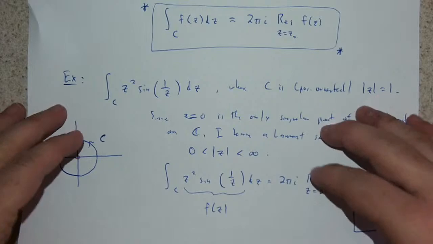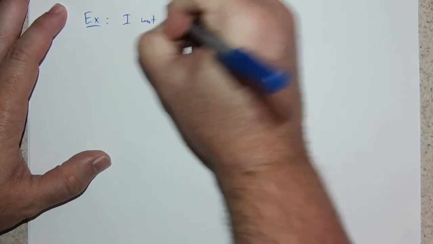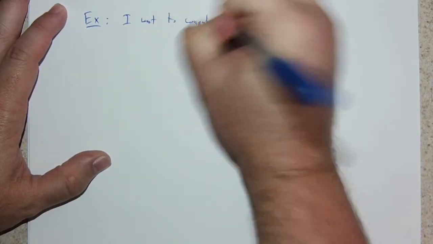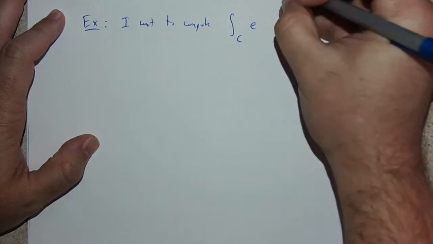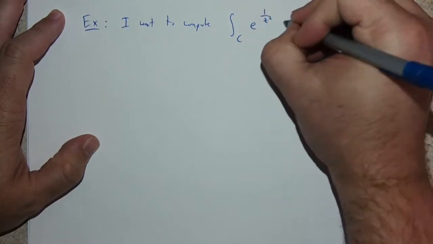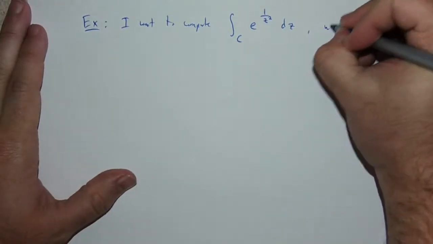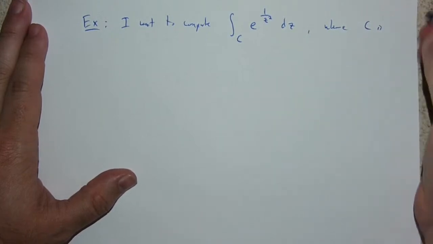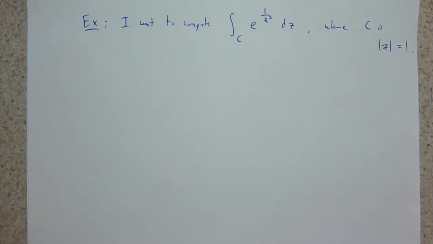All right. Let's do something similar. Okay. So next example, I want to compute the integral over simple closed contour C of e to the 1 over z squared dz, where C is again the positively oriented unit circle.